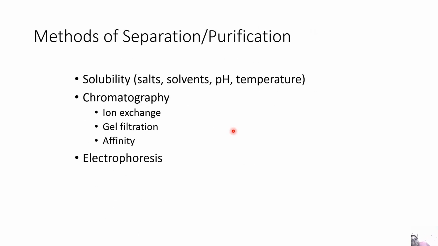And what are the different methods of separation or purification? It can be solubility, where different salts, solvents, and pH and temperature are all factors. They can be chromatography, like ion exchange, gel filtration, and affinity chromatography. These are very popular methods of separating or purifying proteins. Or electrophoresis, which can be used to separate proteins based on their molecular weight.